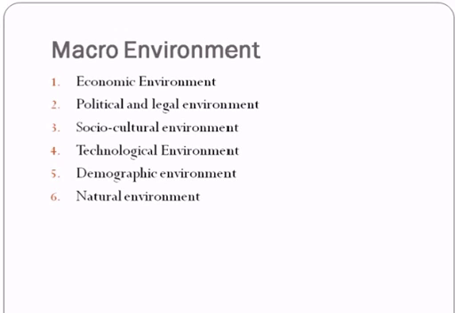Natural environment. The natural environment consists of renewable and non-renewable resources used in the production process. The renewable resources are air, water, and solar energy. These are the resources which can be replenished or restocked, even if they are used up. Non-renewable resources are the ones which cannot be replenished. They are oil, coal, wood, etc.